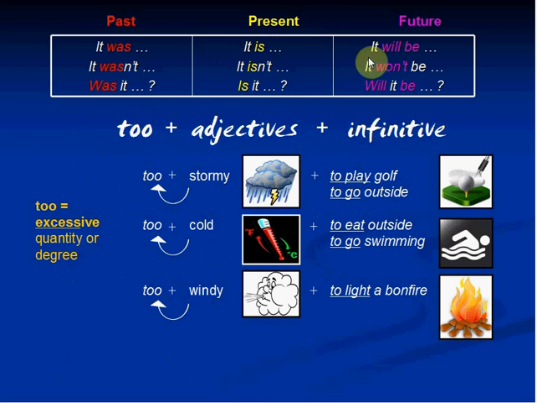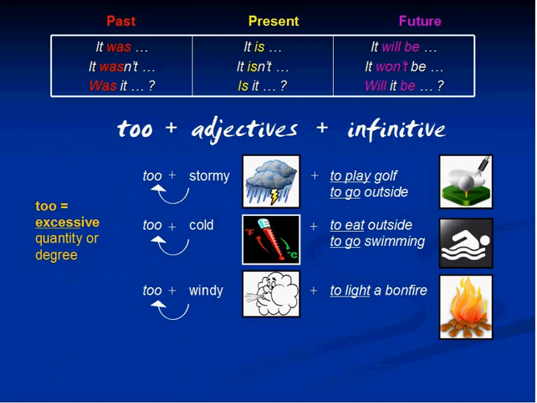If, for example, we use the future, it will be too windy to light a bonfire. Okay, here too, and to light, to is an infinitive. Okay, to light a bonfire, because it's too dangerous. You cannot light a bonfire when it's too windy. Okay, so here we use too plus an adjective. You put too before the adjective, and very often it is followed by an infinitive. It's too stormy to play golf. It's too cold to eat outside. It's too windy to light a bonfire.